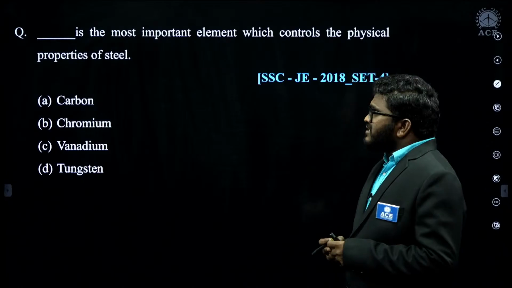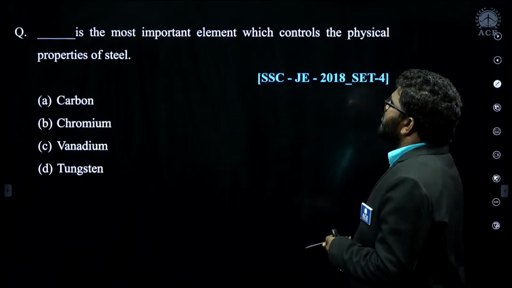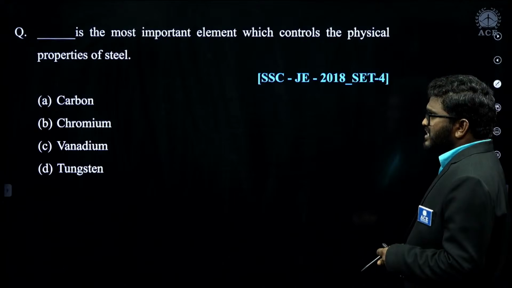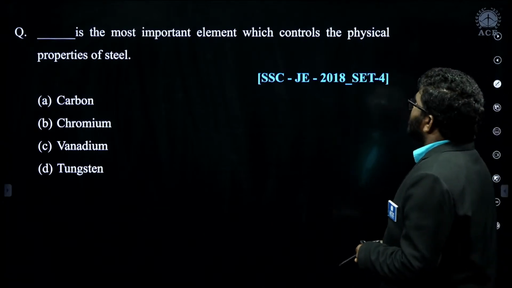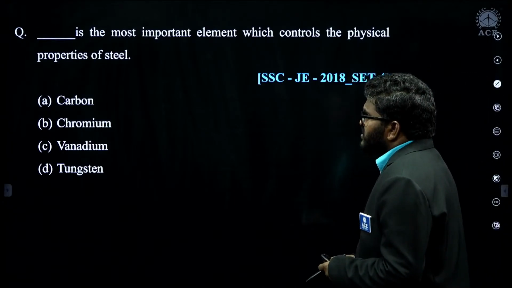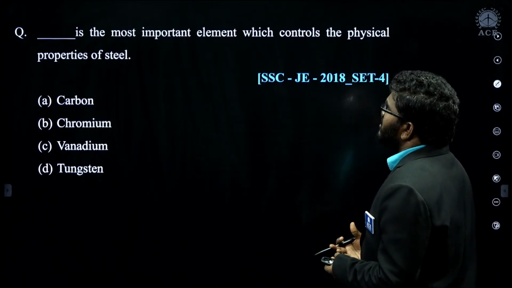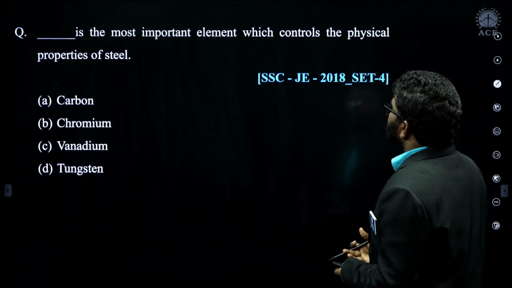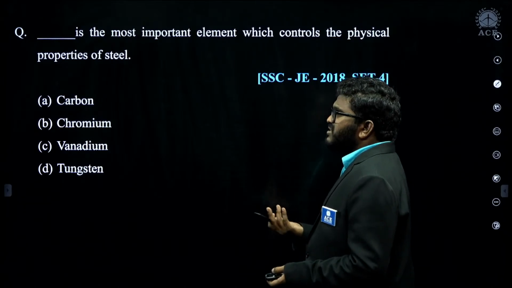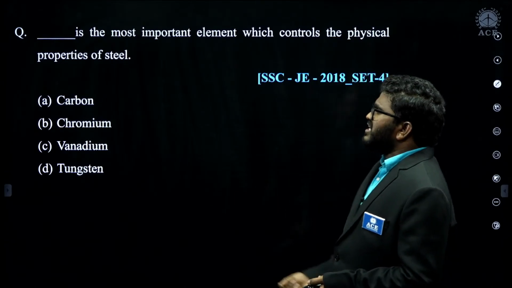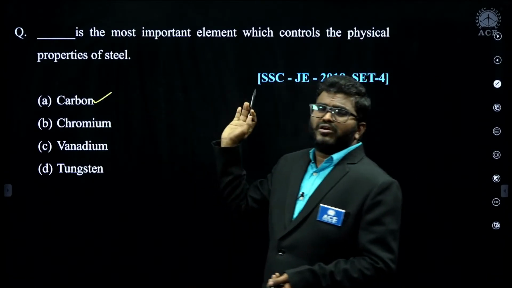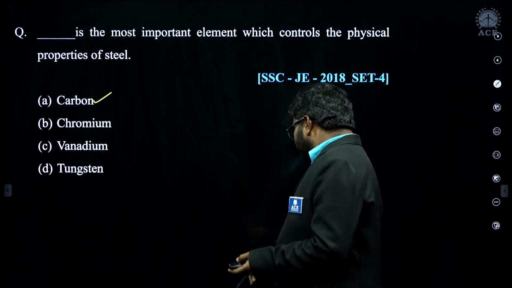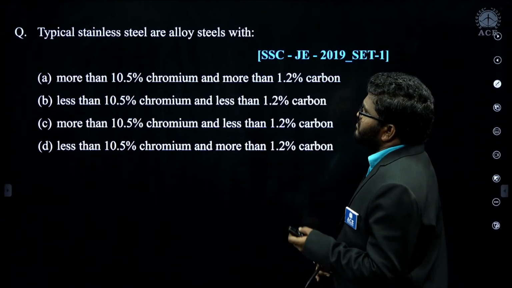Dash is the most important element which controls the physical properties of steel: carbon, chromium, vanadium and tungsten. Remember, the most important element is nothing but carbon. In a steel material, the most important element is carbon only. By default, you can take A as the correct answer for this question.